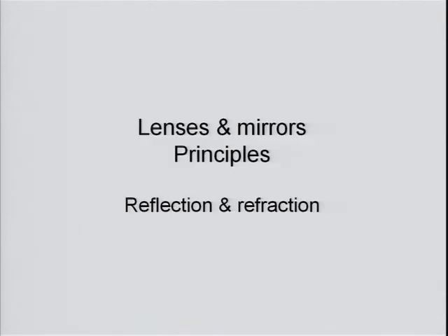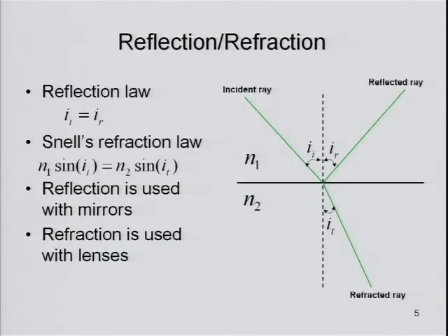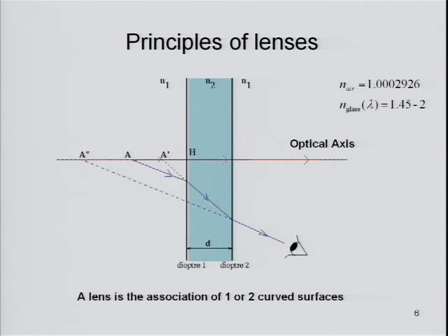So the principle of mirrors and lenses is really simple. It's just the principle of reflection and refraction. Reflection occurs when we're using mirrors, and refraction occurs when we're using lenses. Actually, we have 2 successive refractions. So let's take a first medium with a refractive index N1 and a second medium with another refractive index N2.